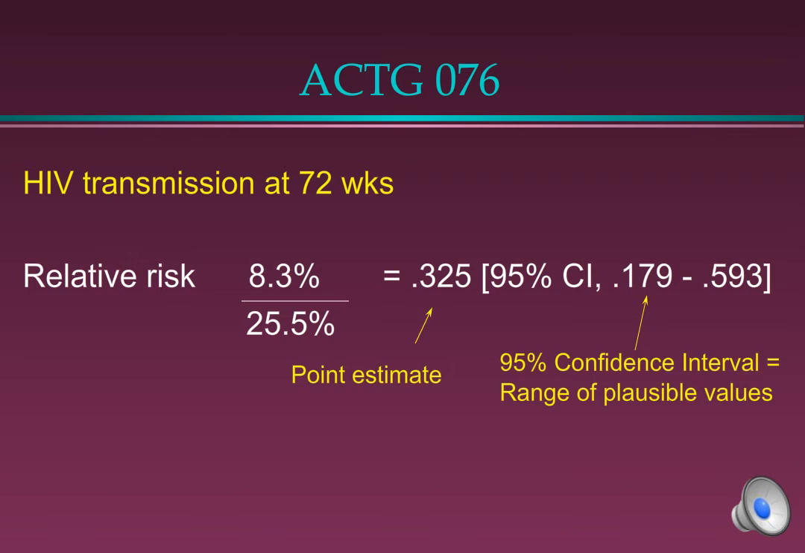The fact that the 95% confidence interval does not include 1, remember that for relative risk 1 indicates no effect. Since the confidence interval does not include 1, we can say that the p-value is less than 0.05, that it is statistically significant. But the confidence interval is preferable because it gives us more information than the p-value. It not only tells us whether it's statistically significant at the p less than 0.05 level, but it also gives us the range of plausible values.